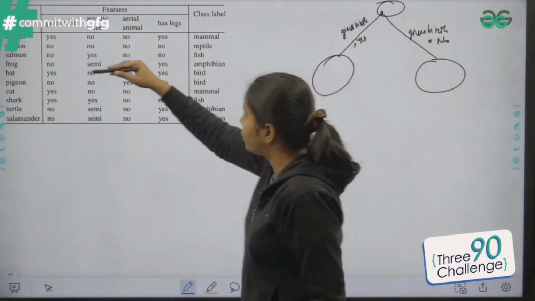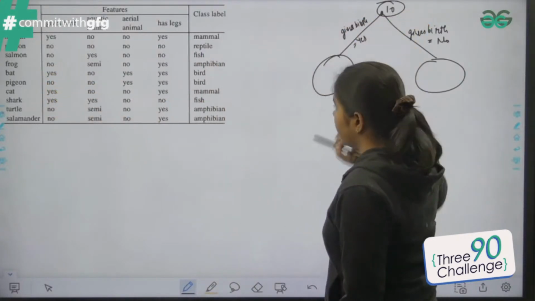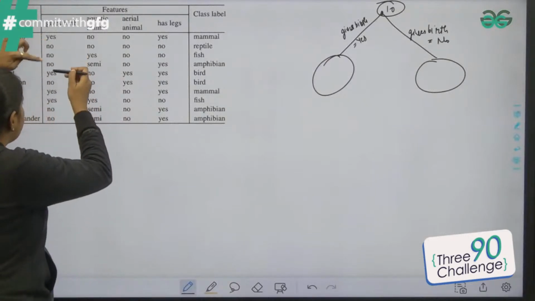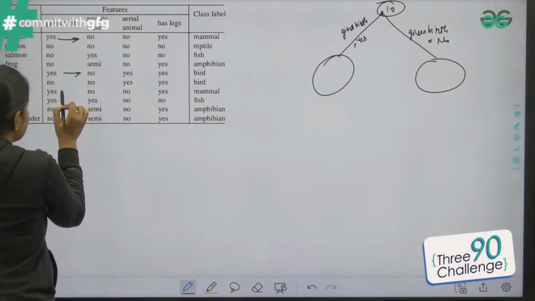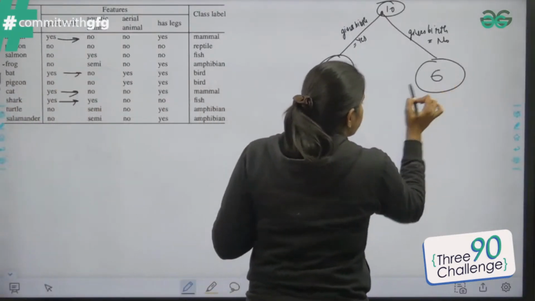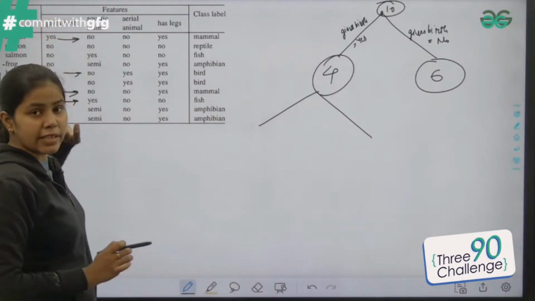How many animals do we have in total? If I count, 1 2 3 4 5 6 7 8 9 10, in total I have 10. Gives birth yes and gives birth no: you can see that 1 2 3 4 are yes, so we have 4 yes and 6 no's. Again, I'll divide these 4 values based on aquatic animal, yes or no.